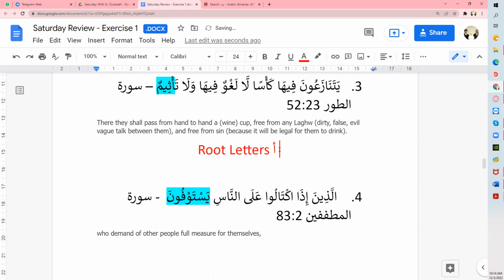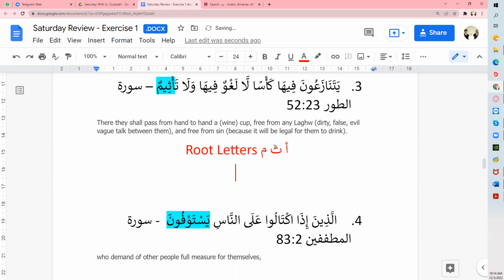Hamzah, ta, mim. Okay, all right. And what family was this? What do you think this is? Ta'simun? It looks like aslama yuslimu, not sure. I think it's family 4 maybe. But no, so it's family 1. Yeah, I think it's family 1.